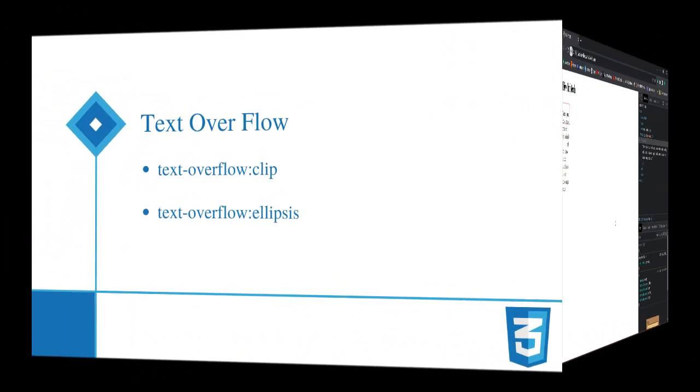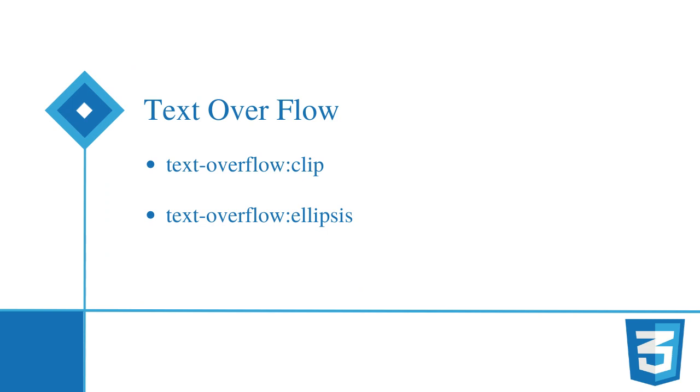Next property is text overflow. Text overflow property specifies how the overflow text will be displayed. Just for the time being, remember the property overflow hidden. But this property we will discuss in detail in upcoming videos. The main difference between text overflow and overflow is that text overflow hides only text, while overflow property hides the whole overflow content of an element.